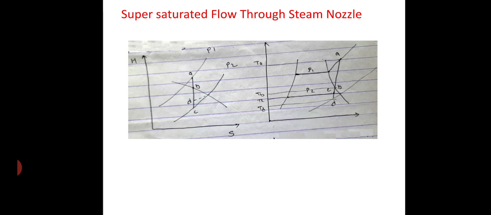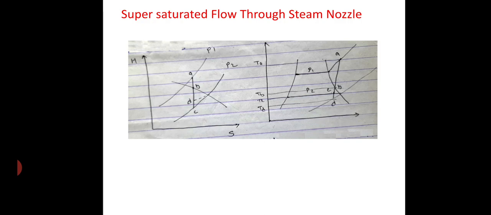Now next topic is supersaturated flow through the steam nozzle. See the diagram, the HS diagram. P1 and P2 is the pressure ratio. Supersaturation occurs due to the time lag in condensation of steam during the expansion. The expansion takes place very rapidly, and if the steam is initially dry or saturated, it should become wet as pressure falls because the expansion is adiabatic.